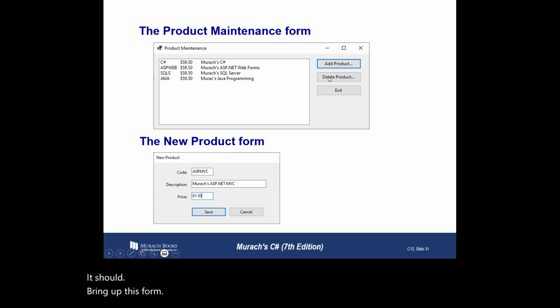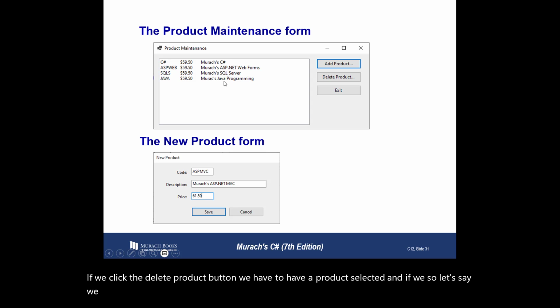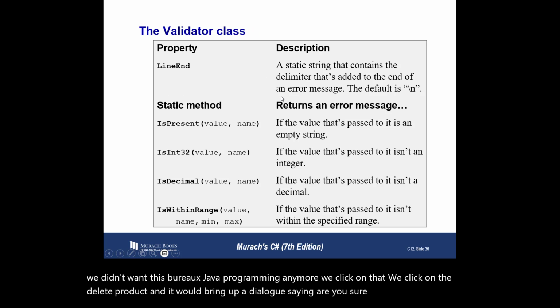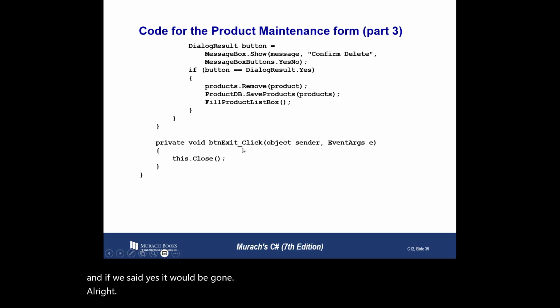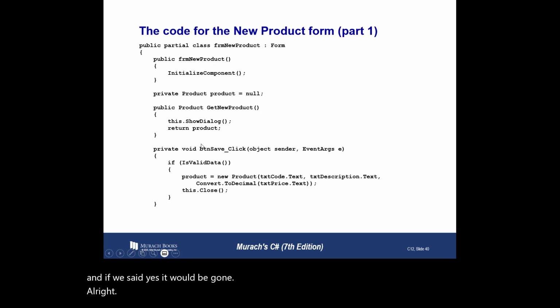If we click the delete product button, we have to have a product selected. So let's say we didn't want this Murach Java programming anymore. We click on that, we click on the delete product, and it would bring up a dialog saying, are you sure you want to delete that? And if we said yes, it would be gone. And then there we have our exit routine.